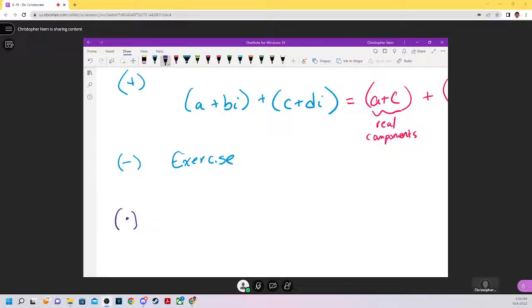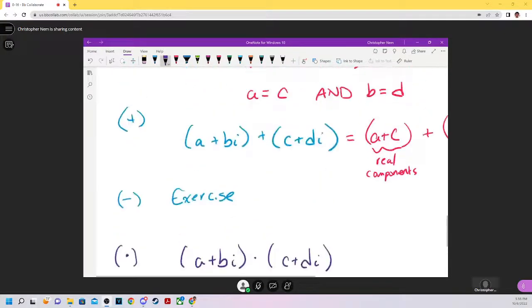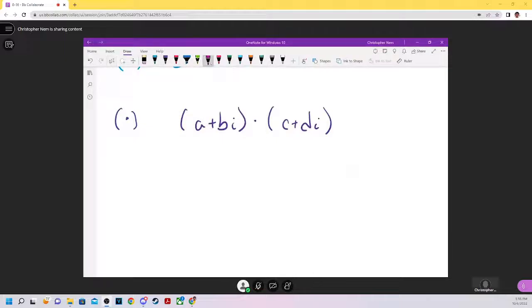That's when it gets a little tricky. I'm going to be very careful with my language here, but a plus bi times c plus di. So when you initially think about how to multiply, let's say we wanted to multiply 2 plus 3i times 3 minus 4i. Let's say I want to multiply these two complex numbers out. Let's call it z and let's call this w. I want to multiply z times w. What does that equal if I multiply these two out?